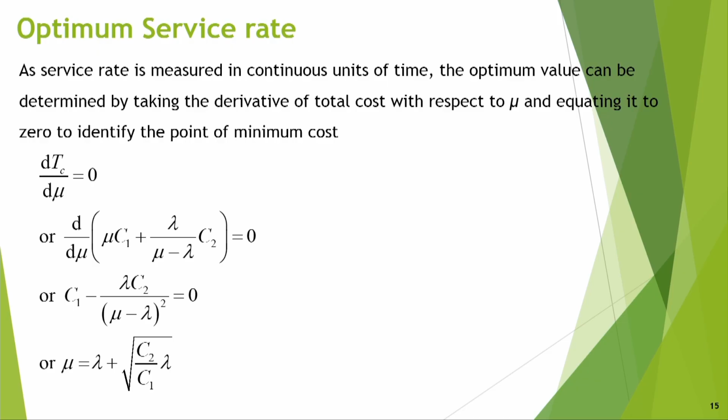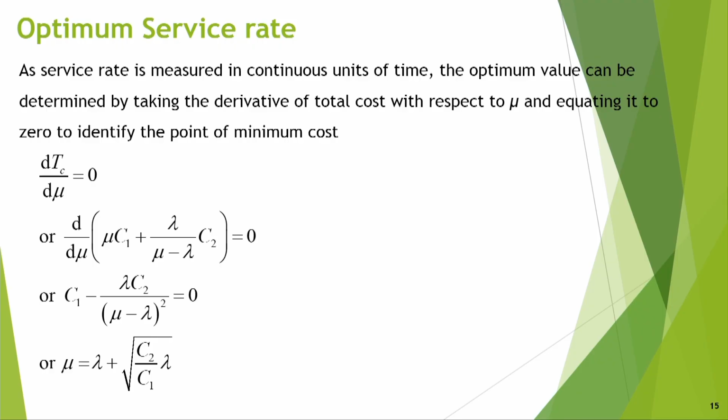Now, how do you find the optimum service rate? As service rate is measured in continuous units of time, the optimum value can be determined by taking the derivative of total cost with respect to mu and equating it to 0 to identify the point of minimum cost.